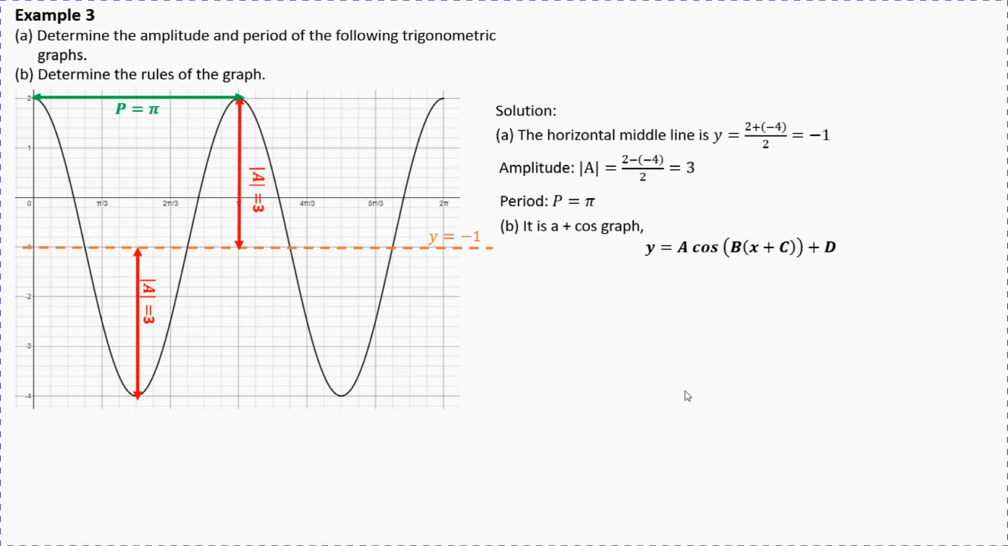For the positive cosine graph, you still need to find A, B, C, and D. First of all, this is a positive cosine graph, so that means A must be positive, and we already know that the amplitude is 3. So A is 3.